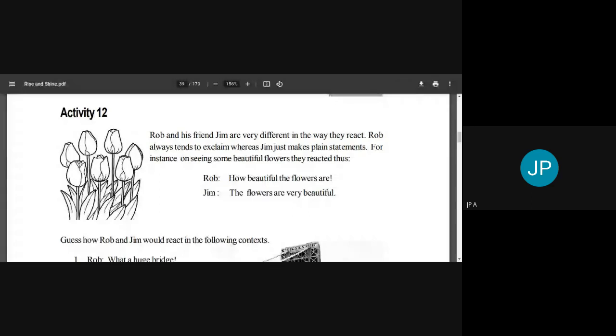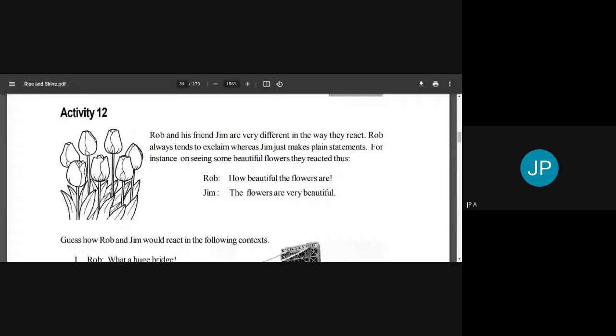to different things. Okay. So one person tends to exclaim, whereas that is Rob tends to exclaim, means to express surprise or sudden feelings. That is called exclamation. Whereas Jim just makes plain statements. For instance, for example, on seeing some beautiful flowers, they reacted thus.